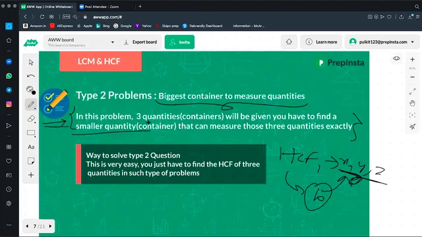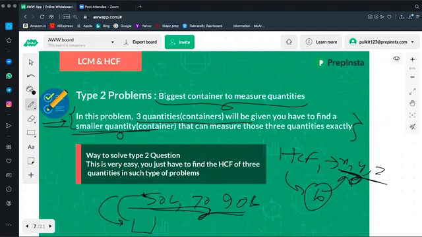Now, this particular type of problem says three quantities containers, right? Let's say 50 liters, 70 liters, and 90 liters is given to you. You have to find a smaller quantity container that can measure all the three quantities exactly. Let's say that is 10.